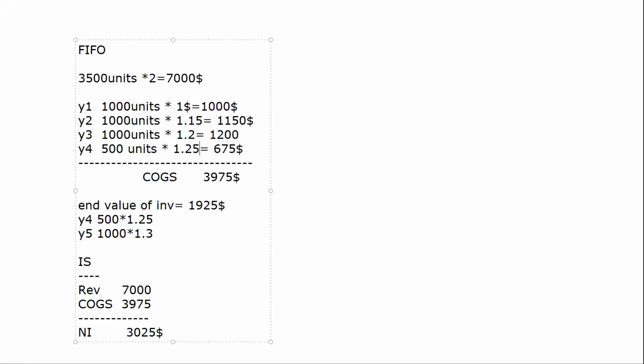Here, 125. Then if it was 1.3, we wouldn't be able to get 675. True. In year 4, it is 1.25, and it is 625, not 650. Yes, thank you for following me. Now everything is okay here. Now our net income is 3,025.